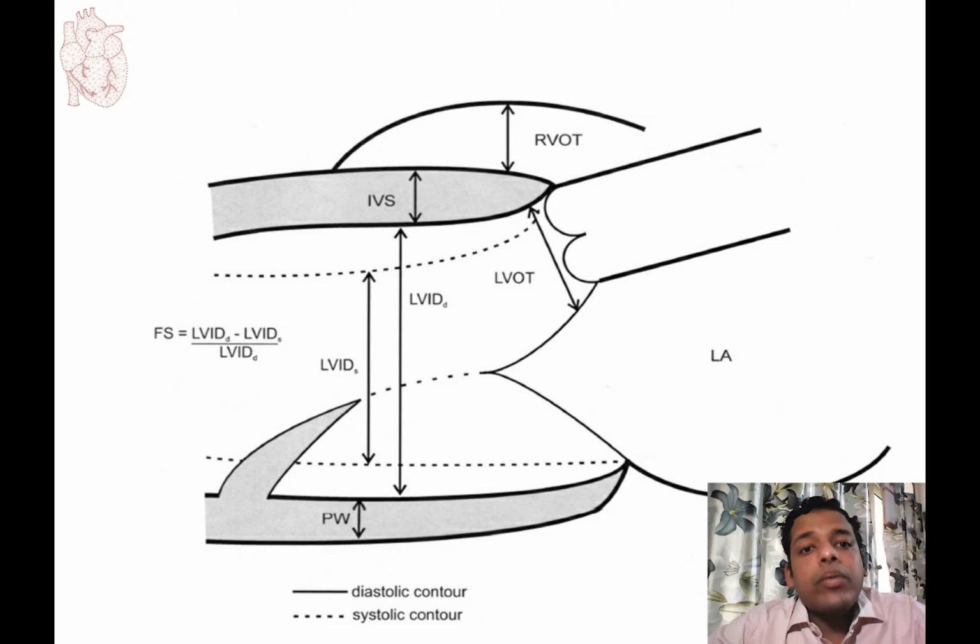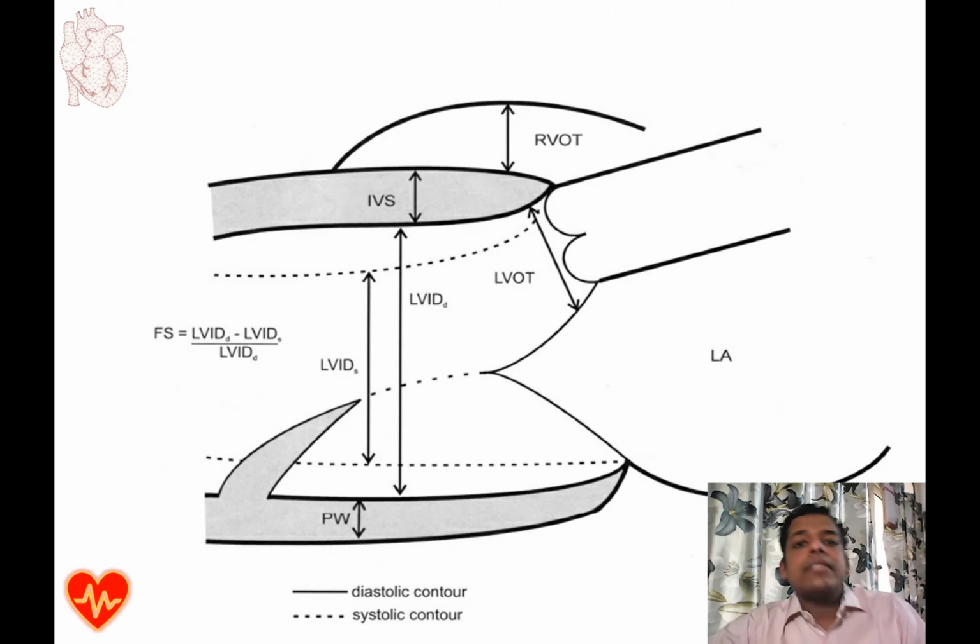The left ventricular internal dimension in diastole is measured in one frame before the opening of the aortic valve, and the left ventricular internal dimension in systole is measured on the closure of the aortic valve. A simple rule of thumb is that if the fractional shortening is more than 25%, it is considered normal, and if it is less than 15%, it is considered severely abnormal.